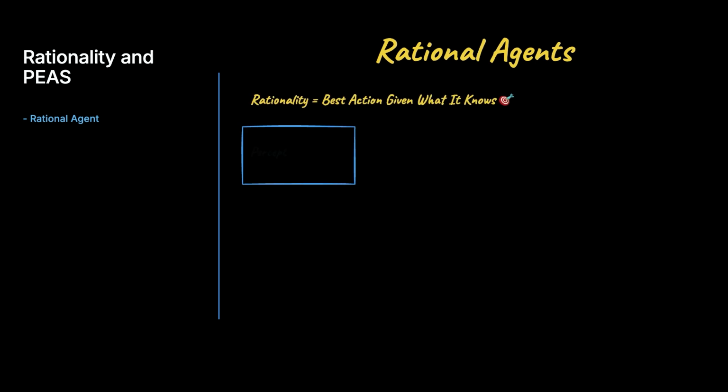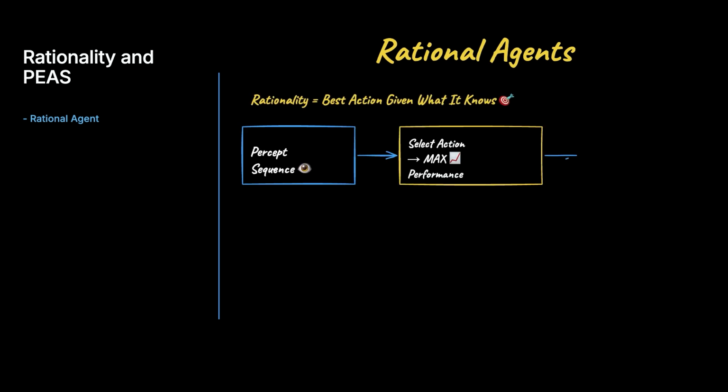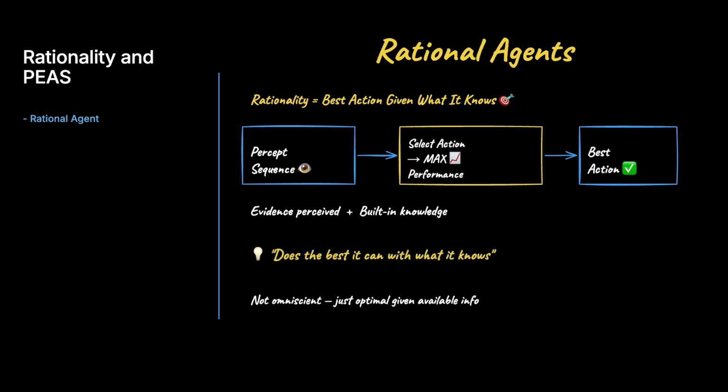Now, what makes an agent good? The answer is rationality. A rational agent is one that for each possible percept sequence selects the action expected to maximize its performance measure, given the evidence it has perceived and its built-in knowledge. In plain words, it does the best it can with what it knows.